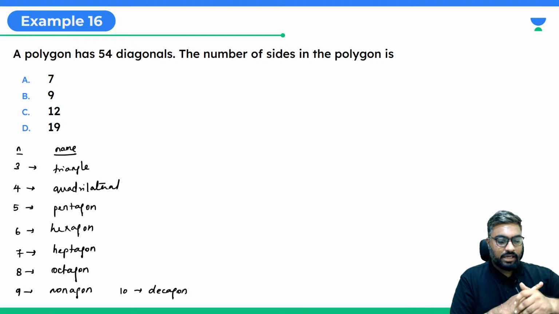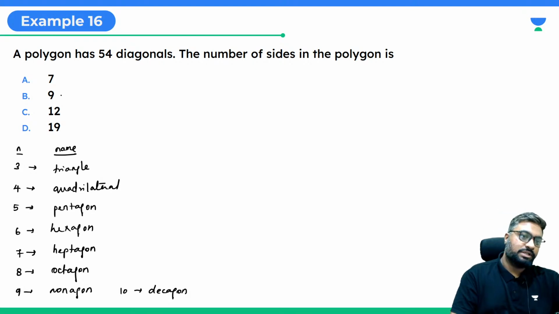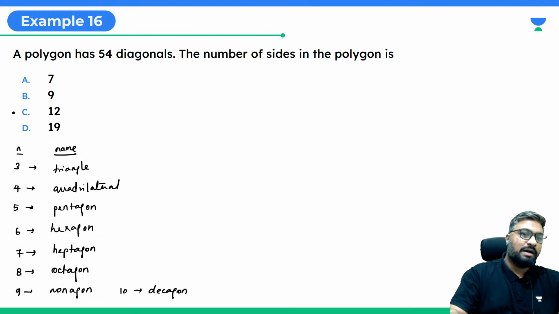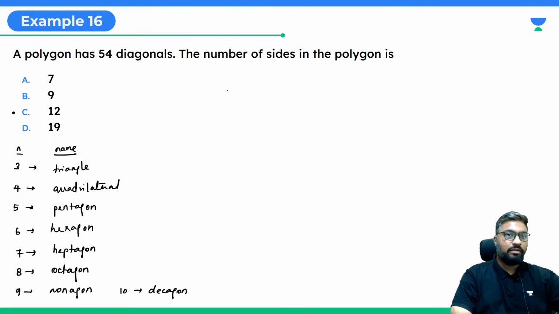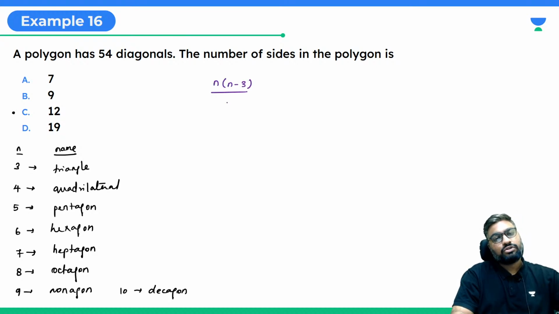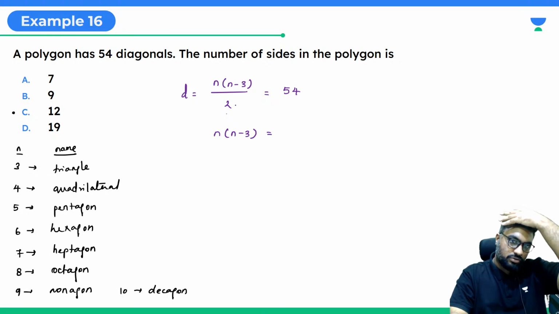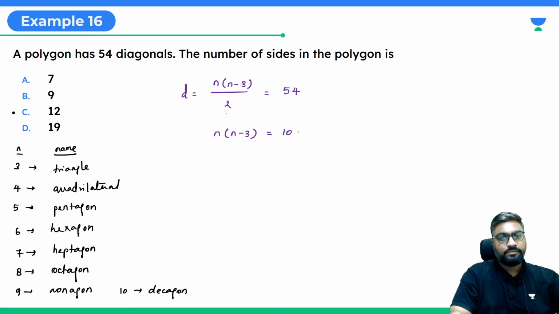Pragya, Dinesh are saying option C, 12. All right. So what do we know? Number of diagonals of a given polygon is going to be equal to n into n minus 3 by 2. Correct? They're saying that is 54. So what will we get? n into n minus 3 is going to be 54 into 2, which is 108.